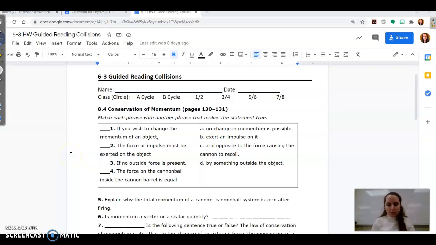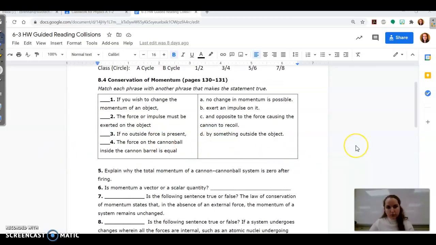Hey everybody, so this is going to be a review of your collisions and momentum homework. So this is from 8.4, Conservation of Momentum. So let's get started. If you wish to change the momentum of an object, so you're looking to change your momentum or delta P, what do you have to do to that object? Well, it needs to have an impulse exerted on it. So B would be the answer there. So exert an impulse on it because your change in momentum is equal to your impulse.